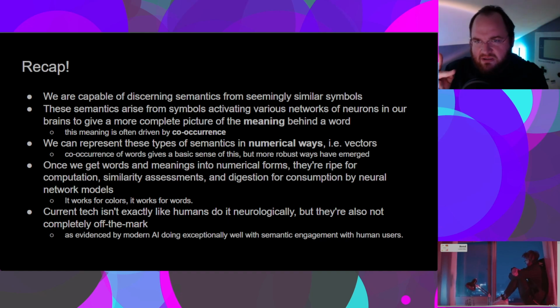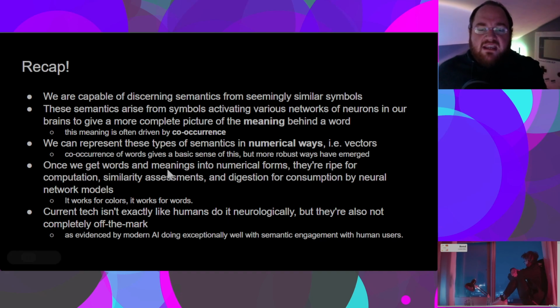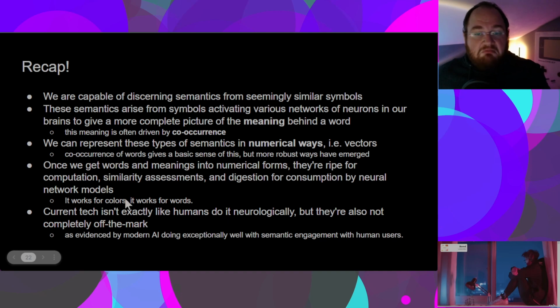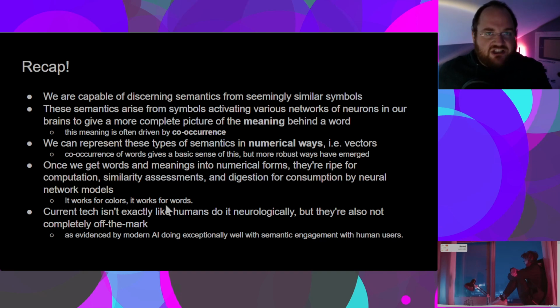The angle between things is very key. Anyway, more robust tools have obviously come than the basic one that we're showing with simple co-occurrence. But once we get the meanings of words into these numerical forms, they're ripe for computation, right? We can assess their similarity. We can digest them and make them more consumable by neural networks. I mean, it works for colors conceptually. It works for words, right? Colors are a mathematical abstraction of light, and those can take on meaning. Words are abstract shapes. Those can take on meaning.